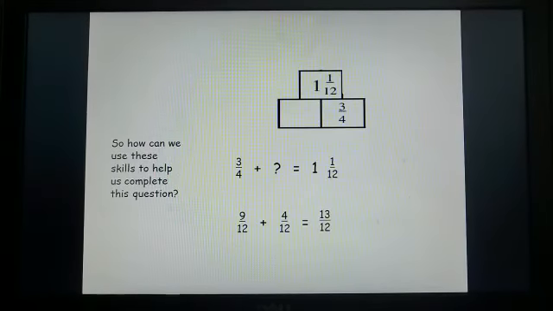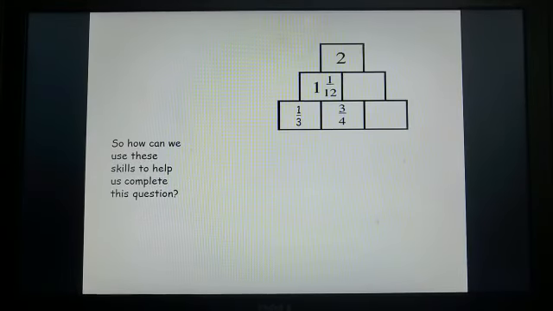Now 4/12 can be simplified. What will divide into both 4 and 12 equally? Well, I know that I can divide both of them by 4. If I do this, I get 1/3. So well done, guys. We've completed our first square. Let's go back to our original question.